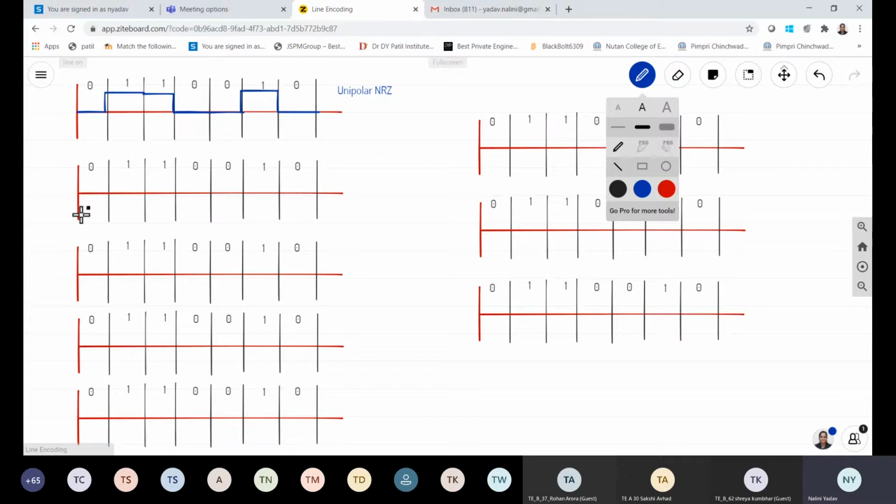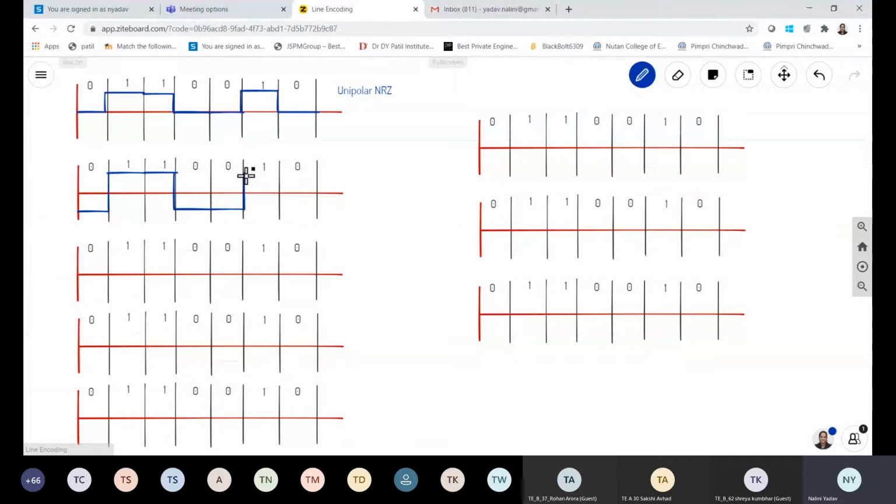So for 0, I start with the negative voltage, the negative side of the axis. Then as there is a 1, I go to the top and continue, correct? Then again there is a 1, so I continue. Then there is a 0, so come down and continue at the negative side. Again there is a 0, continue at the negative side. Then for 1, go up, continue to the positive side, correct? Then there is a 0, so come down to the negative side and continue with the 0.